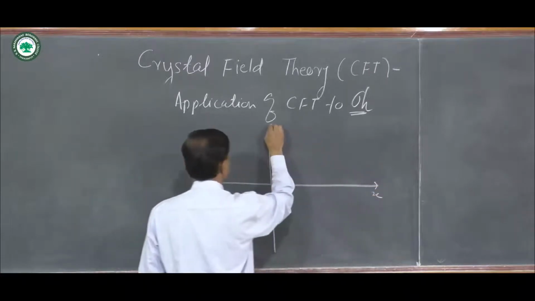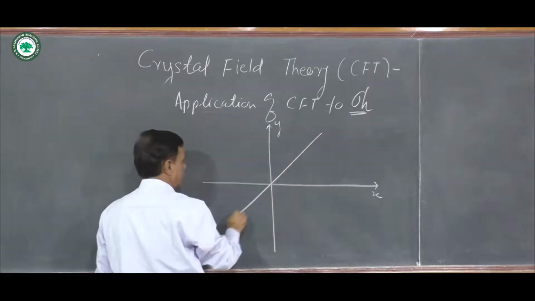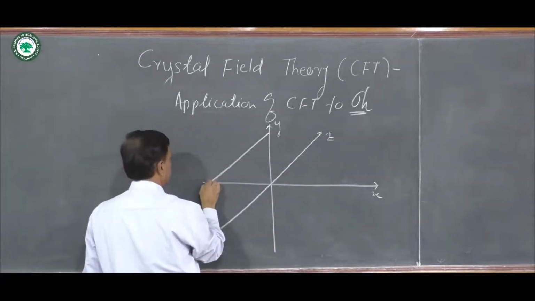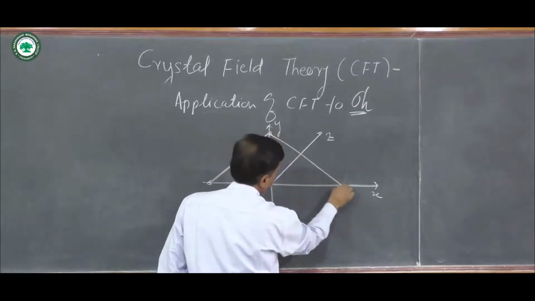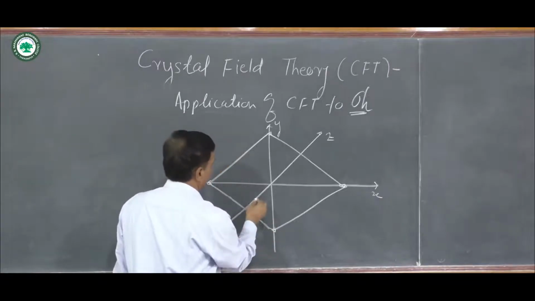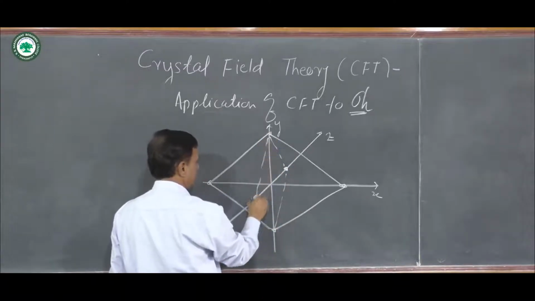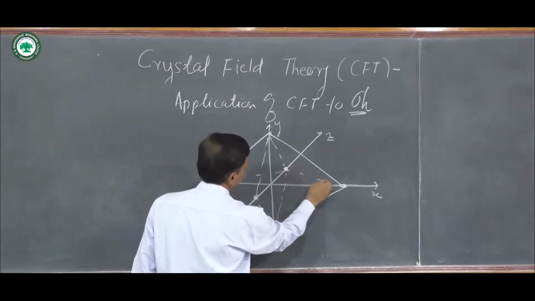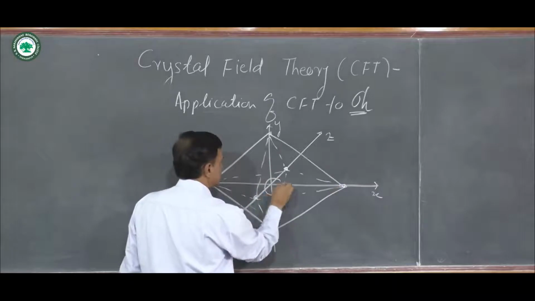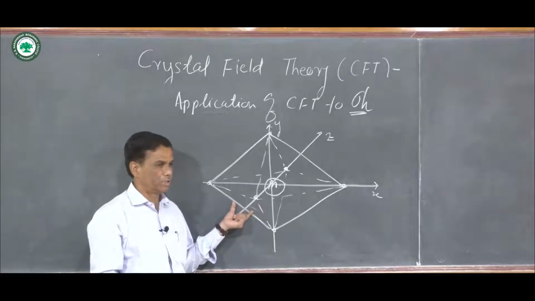This is the x-axis, here is the y-axis, and this middle is the z-axis. Then suppose one ligand is here, second is here, third ligand is here, fourth here, and then in between, this type of arrangement occurs. And at the center position there is a metal ion. And this is the arrangement for an octahedral complex.